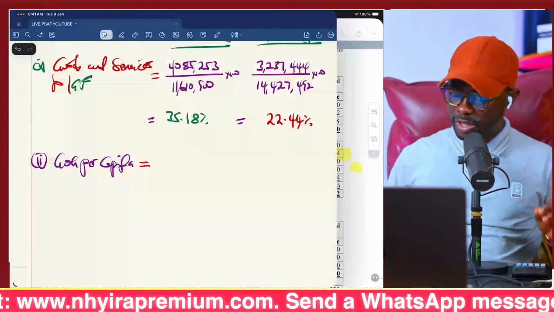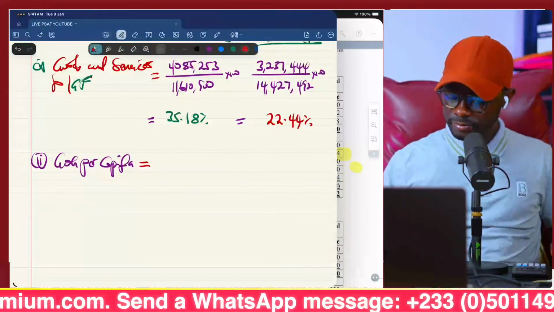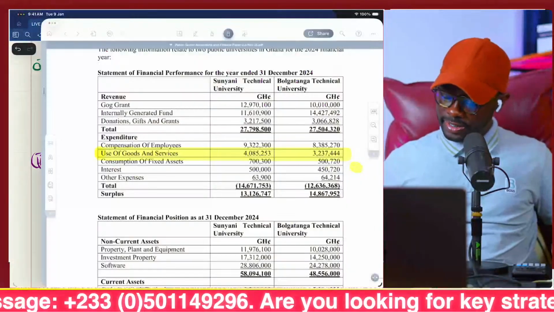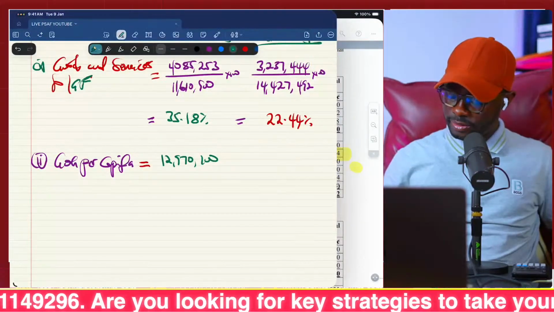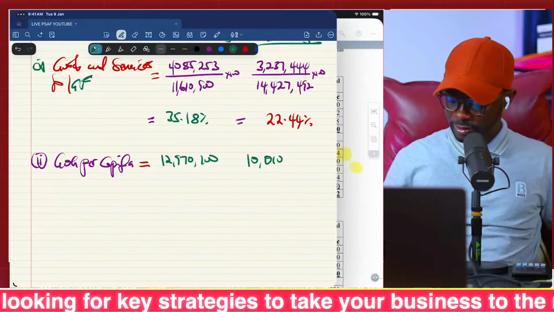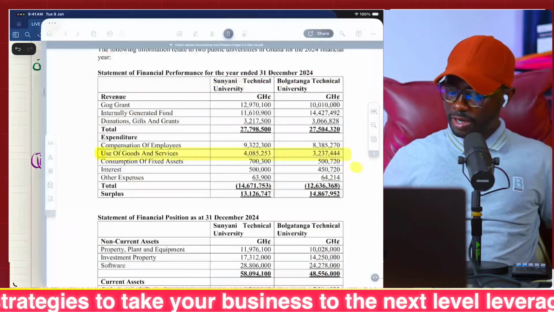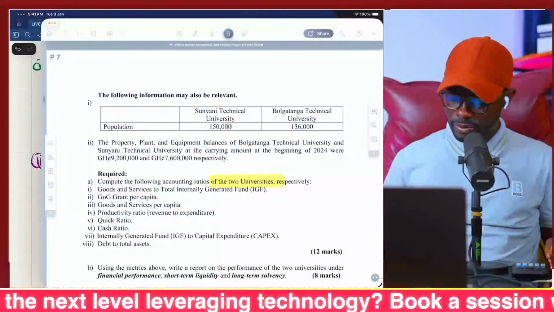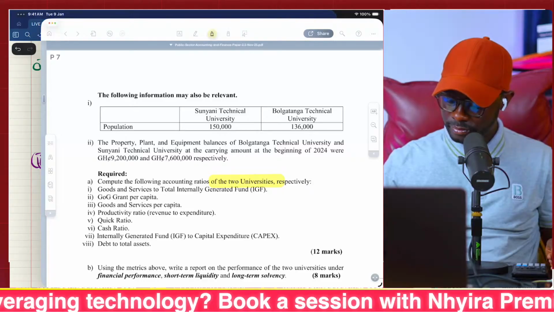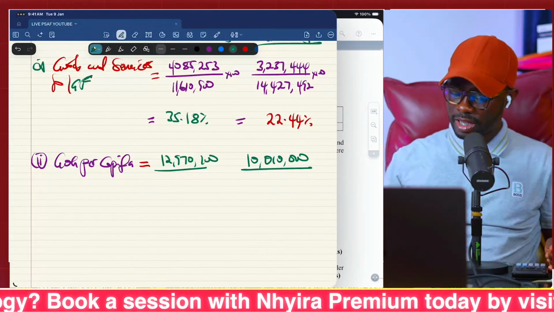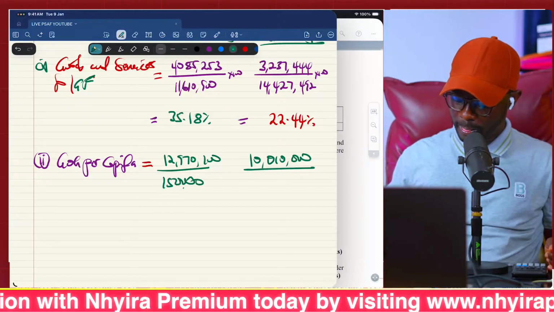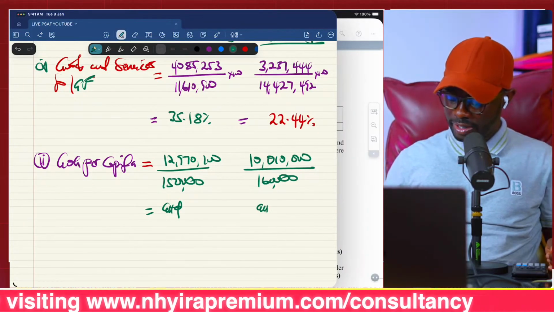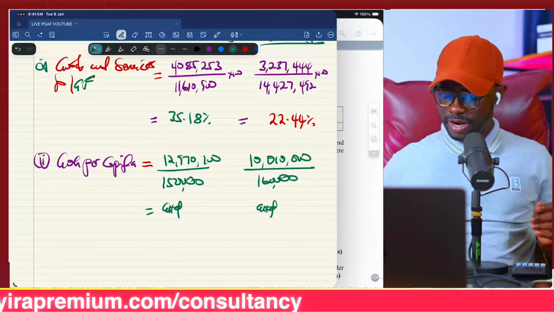So let's see, 12,970,100, as against 10,010,000. Divided by the population of students in the school, you can see below there, note 150,000 for the Sunyani, and then 136,000 for Bolgatanga. Now here, the answer will be in Ghana cedis per person or per student, right?